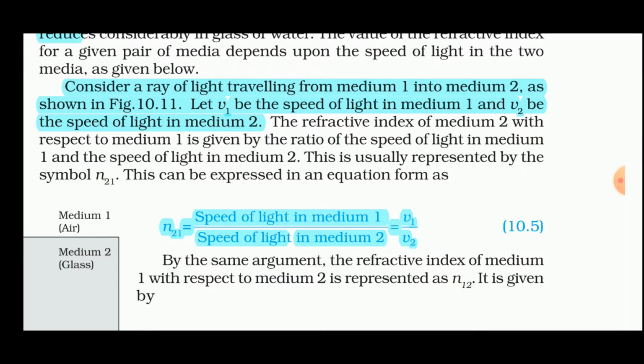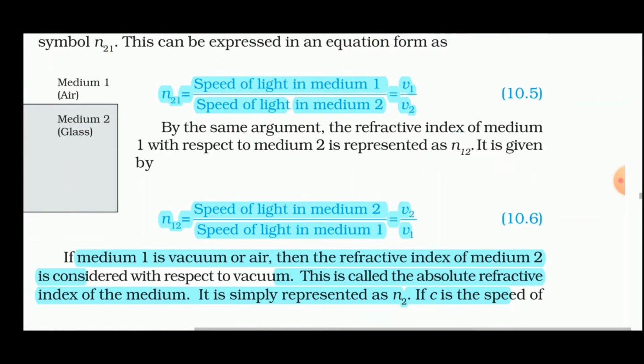By the same argument, the refractive index of medium 1 with respect to medium 2 is represented as N12. Here you should understand in which order the 1 and 2 are written and how to read it. N21 is the refractive index of the second medium with respect to the first, and N12 is the refractive index of the first medium with respect to the second. The refractive index of the first medium with respect to the second is given by the reciprocal of the above formula, so the speed of light in medium 2 upon the speed of light in medium 1, that is equal to V2 upon V1.